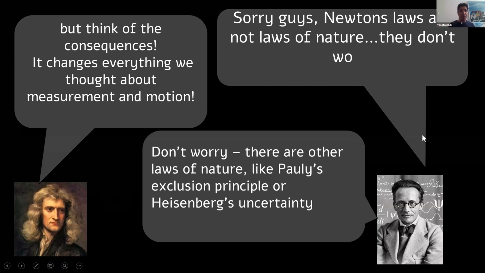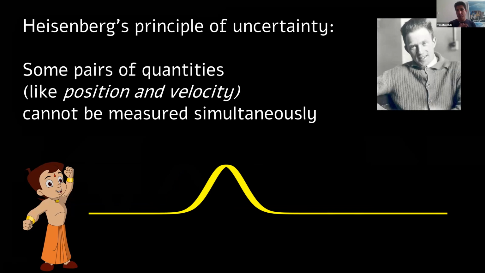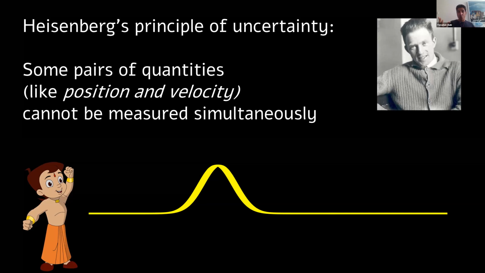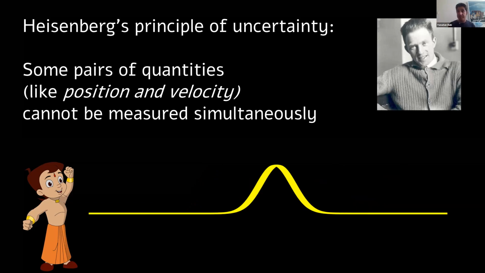Heisenberg's principle of uncertainty says that some pair of quantities, like position and velocity, cannot be measured simultaneously to infinite accuracy. I will explain. So let's say you take a ball, right? And you throw it to your friend, and you look at the ball. So wherever the ball is, you can roughly say or measure where the ball is and what is its velocity, right?